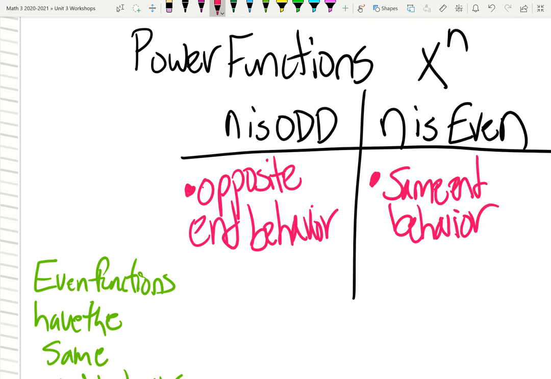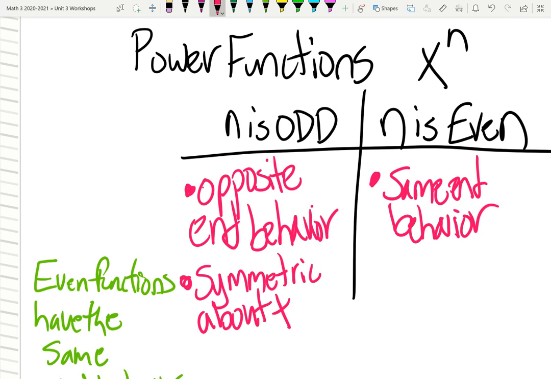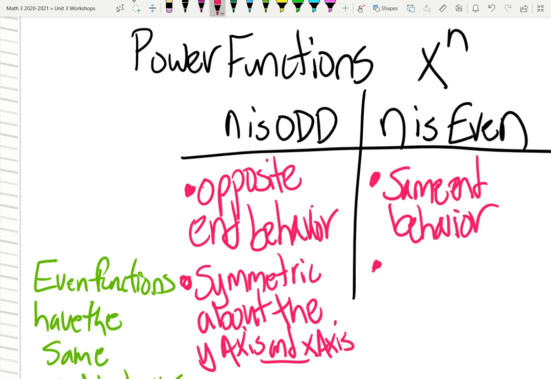The next part is about symmetry. Odds are symmetric about the y-axis and x-axis. When it's even, it's symmetric about the y-axis.